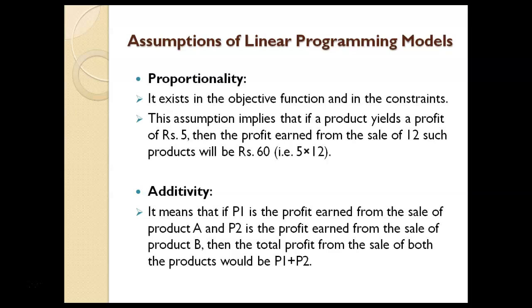This exists in the objective function as well as in the constraints. So this assumption implies that if a product yields a profit of rupees 5, then the profit earned from the sale of 12 of such units will be 5 into 12, that is 60. So this is the meaning of proportionality, right? Similarly, another assumption is additivity. It means that if P1 is the profit earned from the sale of product A and P2 is the profit earned from the sale of product B, then the total profit from the sale of both the products would be P1 plus P2. So that is the additivity. Okay, the different effects are additive in nature.